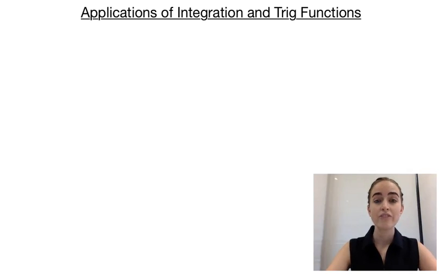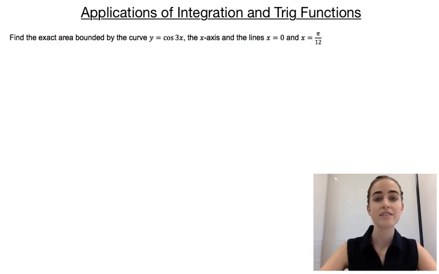In this video, I want to have a look at applications of integration, so area and volume problems involving trigonometric functions. So our first example asks us to find the exact area bounded by the curve y equals cos 3x, the x-axis, and the lines x equals 0 and x equals pi on 12.